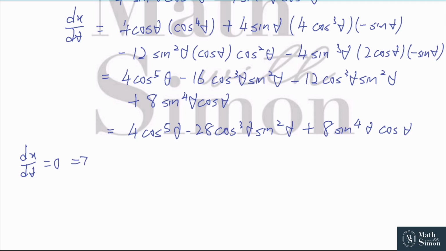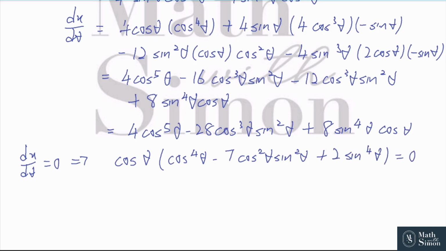We realize that if we let it be 0, we can cancel off all the 4 from all the terms. And at the same time, we can factorize the cos theta out. So if we factorize the cos theta out there, we have cos power 4 theta minus 7 cos squared theta sine squared theta plus 2 sine power 4 theta equals 0.